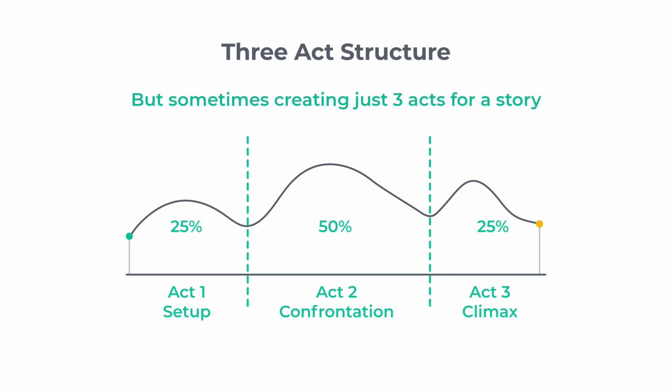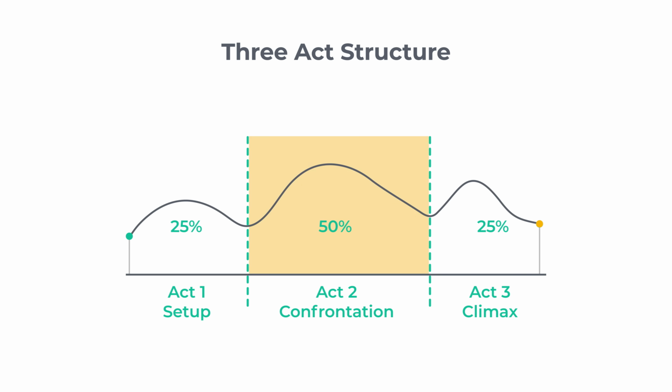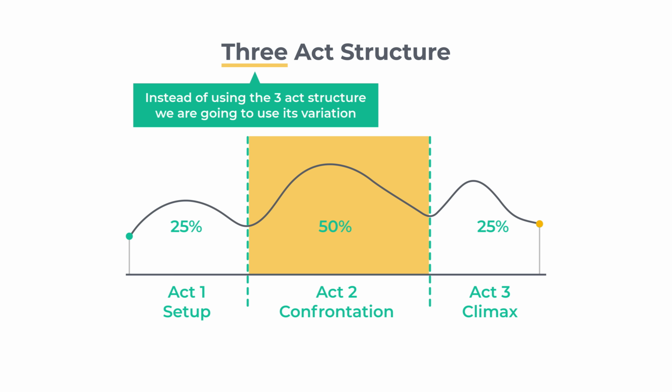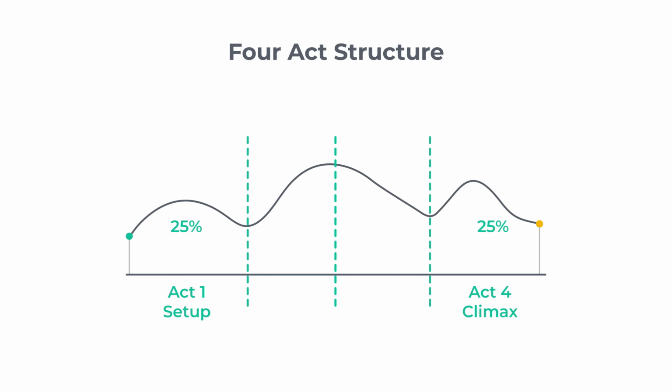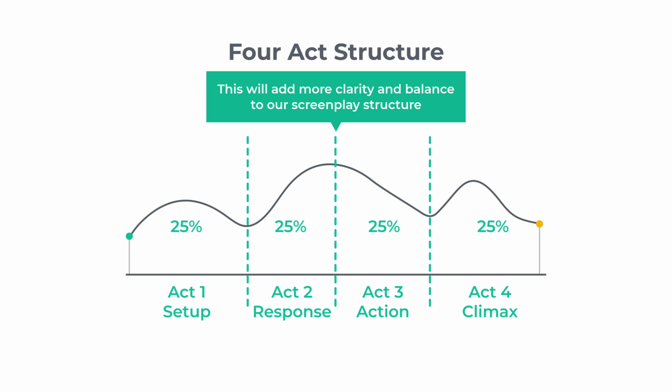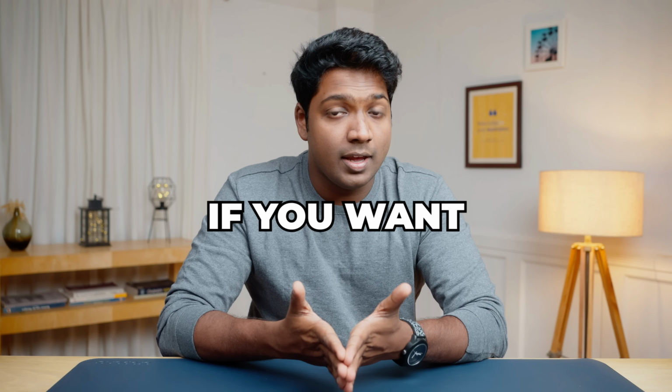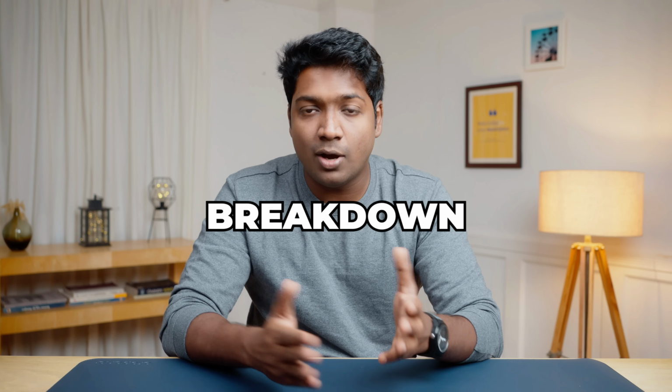But sometimes, creating just 3 acts for the story can make the middle act, or the second act, very long and hard to organize. This is why, instead of using the 3-act structure, we're going to use its variation called the 4-act structure. With this, we can divide the second act into 2 halves, the response and the action, each covering 25%. This will add more clarity and balance to our screenplay structure. If you want to know more about the act breakdown in detail, you can check out this video.